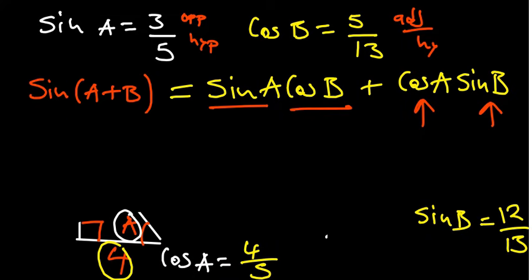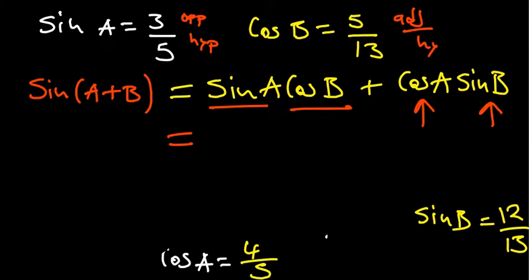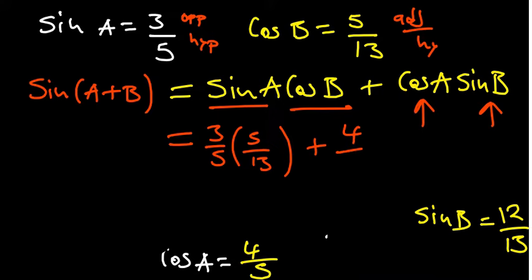So we can now substitute in our formula there. So sine of a is what? Sine of a was really given to be 3 over 5. Cosine of b, 5 over 13. And then cosine of a, we found it to be 4 over 5. Sine b is 12 over 13.